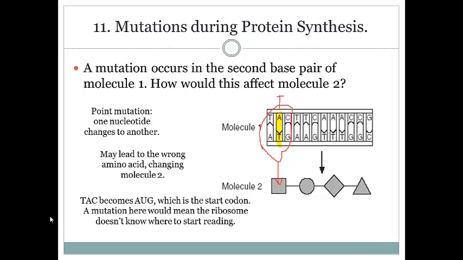In this particular instance, TAC, whenever we code that into mRNA, becomes AUG, which is the start codon. There's only one start codon. A mutation here means that the ribosome doesn't know where to start reading. It doesn't have that start codon that says, okay, ribosome, this is where it counts, start to read the mRNA once it's made. So this could potentially have really huge effects, and this protein may not be made correctly or at all.